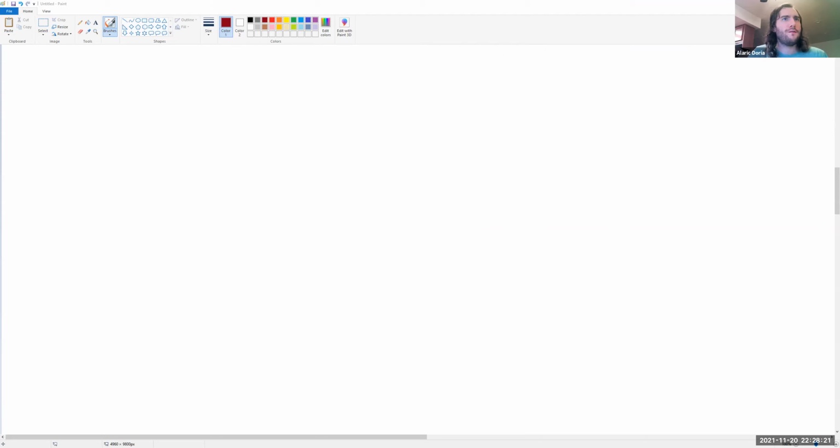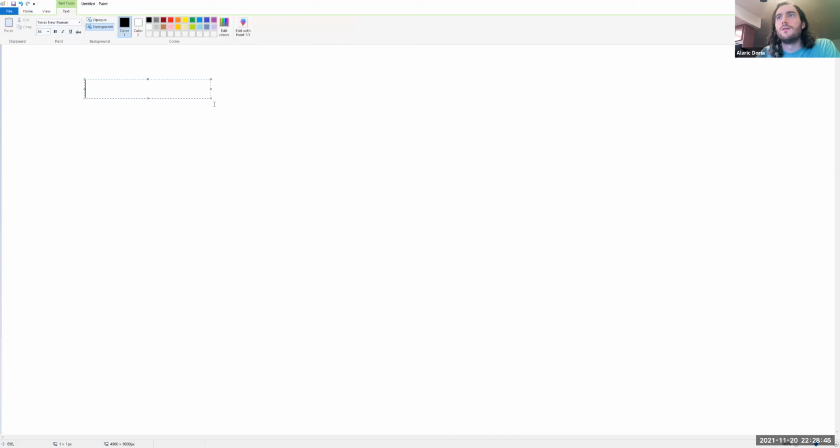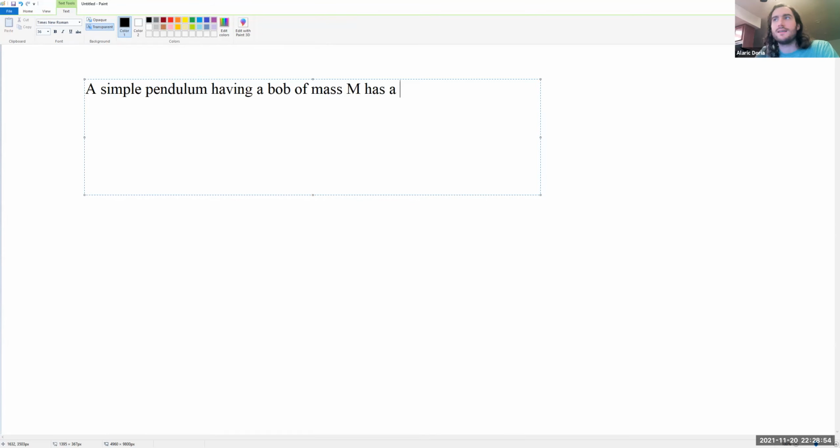Okay, and let's do one more for good measure here. We'll do a question from chapter 11. Let's try this one. Okay, maybe this is one I can ask you, and maybe you guys can answer it. So if we have a simple pendulum, a simple pendulum having a bob of mass M has a period T. If you double M but change nothing else, what would be the new period?